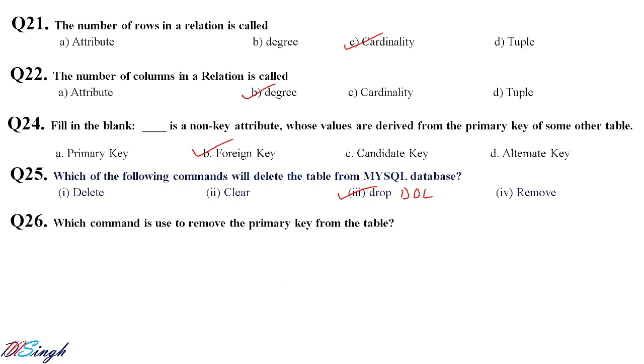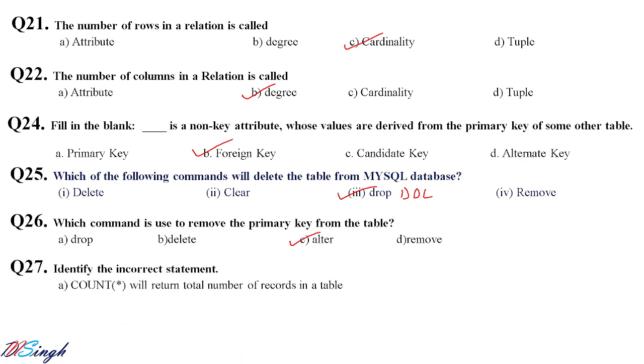Which command is used to remove the primary key of the table? Remember, the alter command is used to add a constraint, remove a constraint, add a column, remove a column, rename a column, or change the data type of a column. So the answer will be the alter command. Remove is not any command. Delete is going to delete the data. Drop is going to drop the complete table itself.